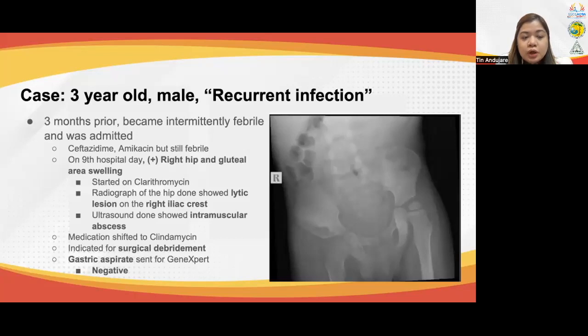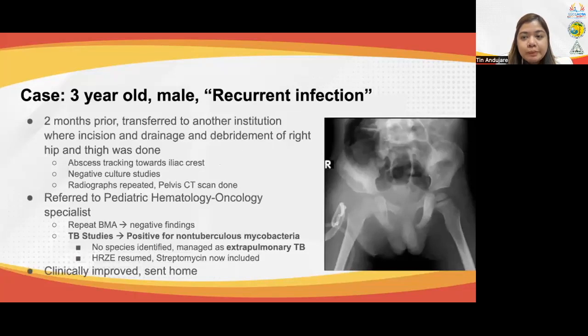Patient also had a gastric aspirate obtained, which was sent for GeneXpert, which eventually showed to be negative. However, due to the financial constraints, the patient opted to transfer to another institution where they can have the procedure and subsequent treatment be given. 2 months prior, the patient was transferred to an institution where he was able to undergo the incision and drainage and debridement of the right hip.